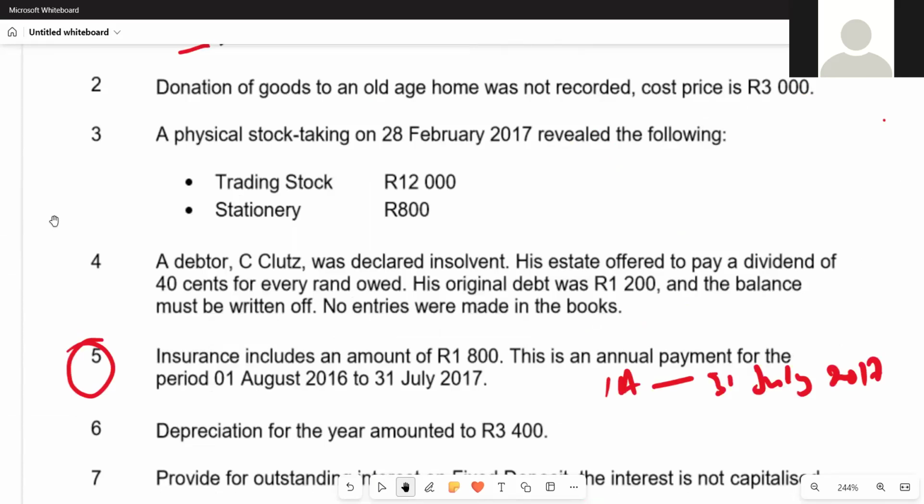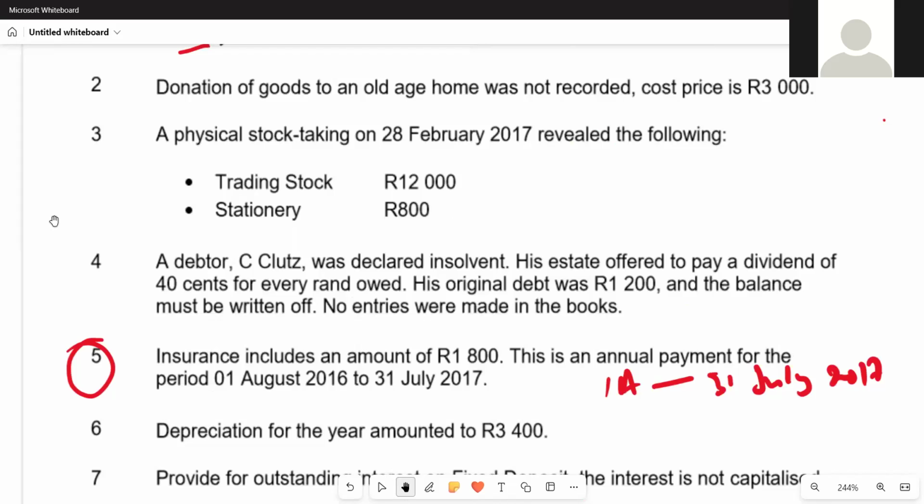So we count the number of months that are outside our financial year. Remember, it's ending end of February, so March is outside. March, April, May, June, July. Those are months that are outside of the financial year: 1, 2, 3, 4, 5. So we've got 5 months that are outside of the financial year. So you need to calculate the proportion of 5 over 12 times 1,800. That represents the amount that is outside our financial year.